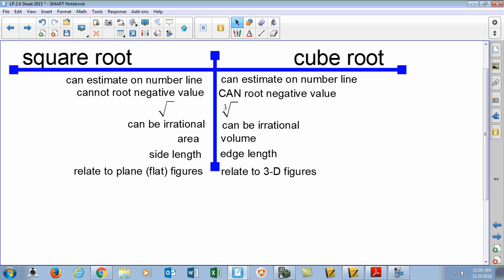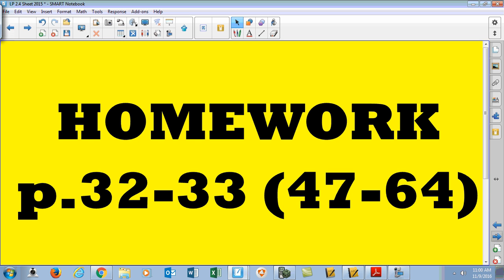So the homework assignment for this is right here on pages 32 and 33, 47 to 64. You're going to do all of them. So 47, 48, 49, all the way to 64.